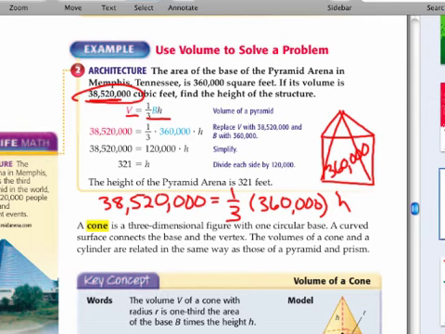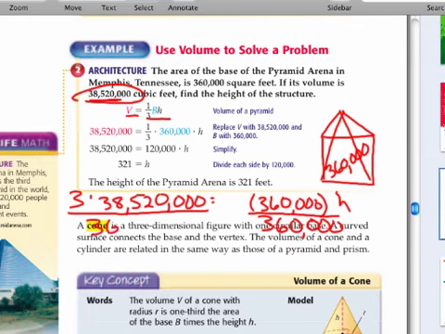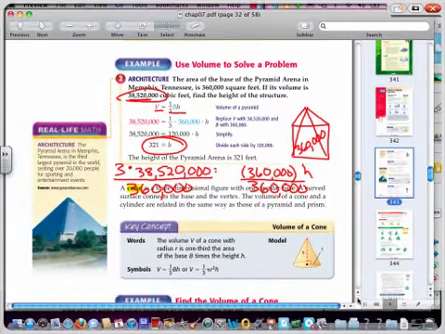So what we would do to get rid of the 1/3, we're going to multiply both sides by 3. So that gets rid of this. And to get rid of the 360,000, we need to divide both sides by 360,000. And so if we multiply 3 times 38,520,000 divided by 360,000, we would end up with 321 feet when it's all done.